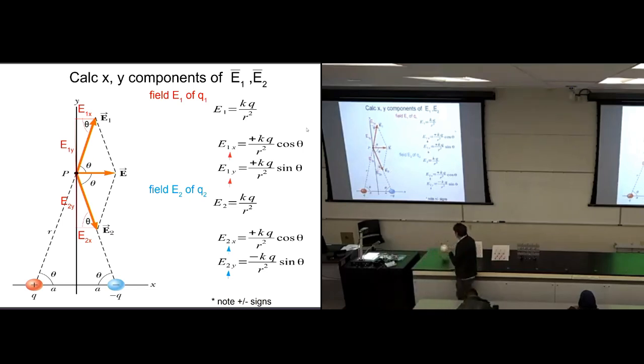To find the X and Y components, all I need to do is multiply the KQ over R squareds by either cosine thetas or sine thetas.